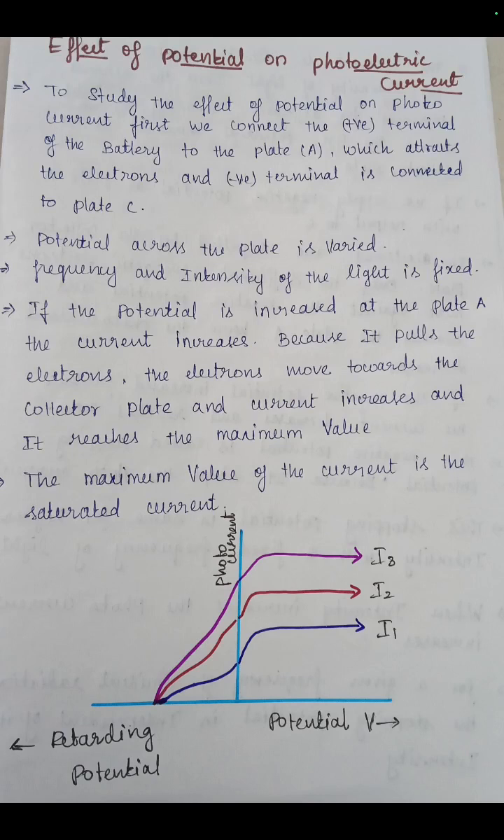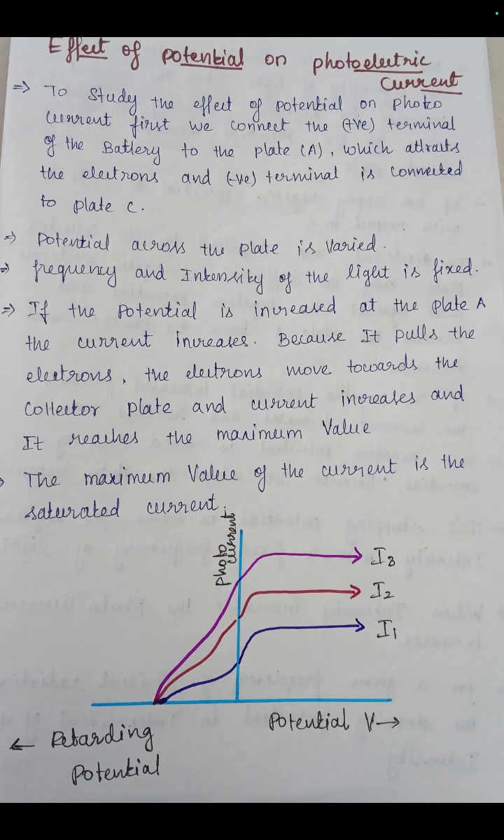We already studied the experimental study of photoelectric current. In that topic we studied that photocurrent can be varied by changing the intensity or frequency of the incident light and the potential across the emitter and the collector plate. We also studied the effect of intensity of light on photocurrent: when the intensity increases, the photocurrent increases, and we know that photocurrent is directly proportional to the number of photoelectrons. So when intensity increases, the number of photoelectrons emitted by the emitter plate increases and the current increases.